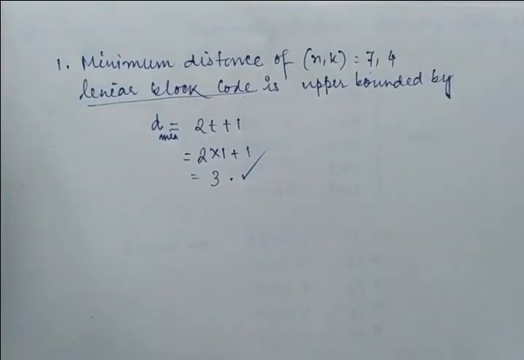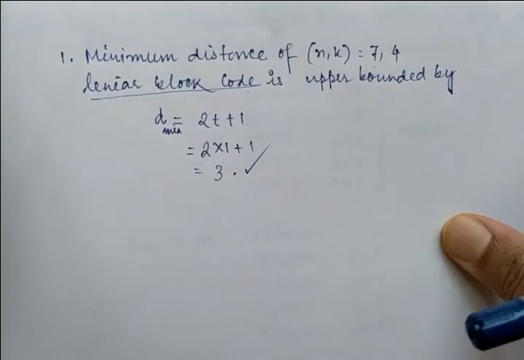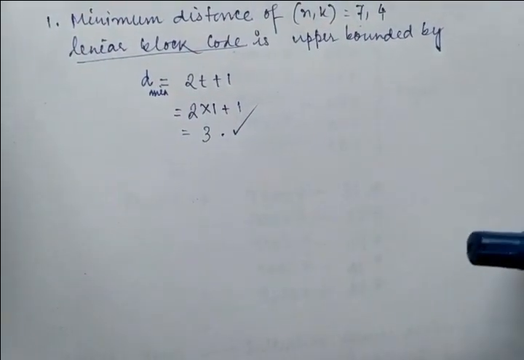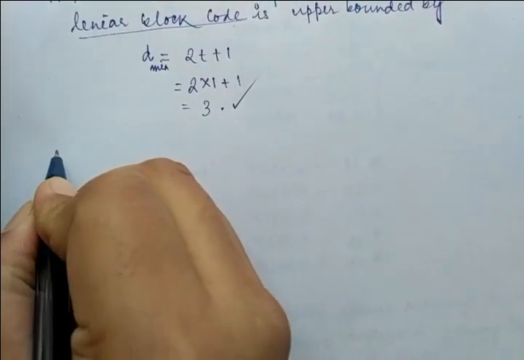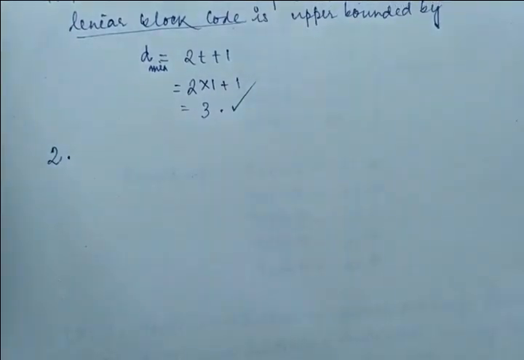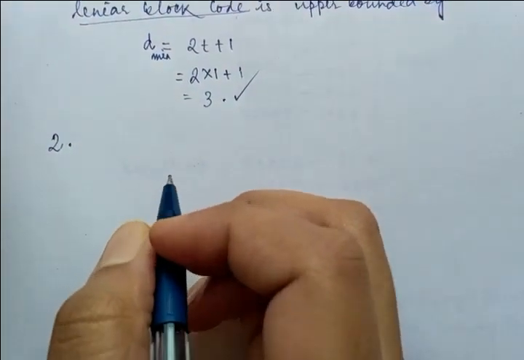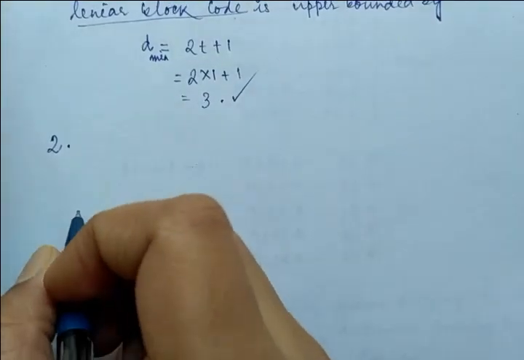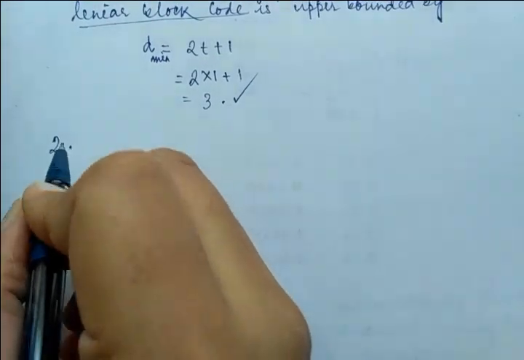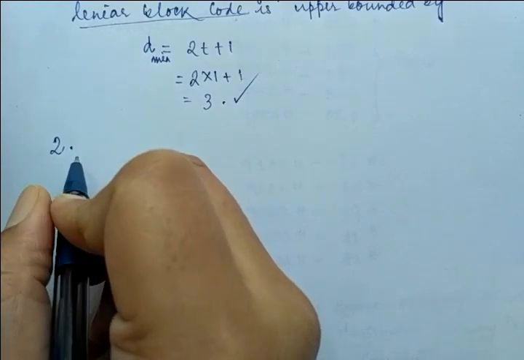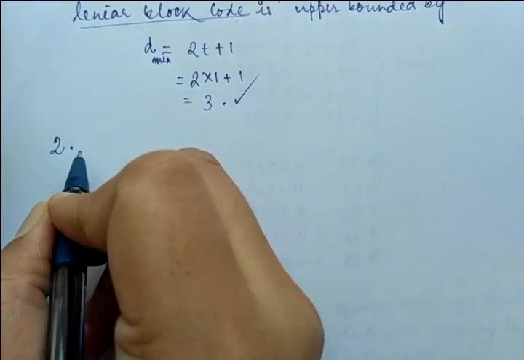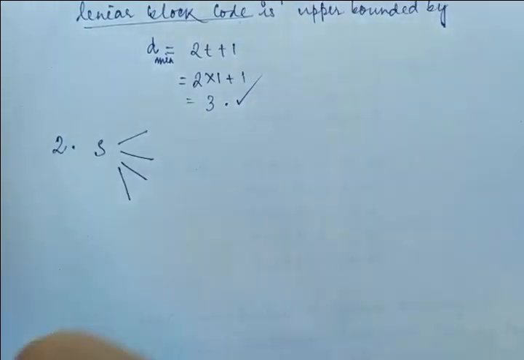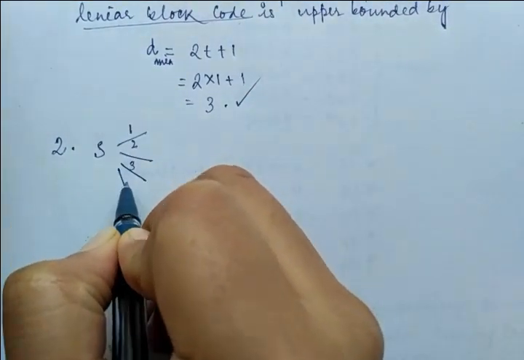Clear? Okay, so coming to my next question. A source produces 4 symbols. I am just writing the very important parts of the question because it is not necessary for me to write the full question again, so I am writing just point-wise. This is a source that produces 4 symbols: 1, 2, 3 and 4, right?